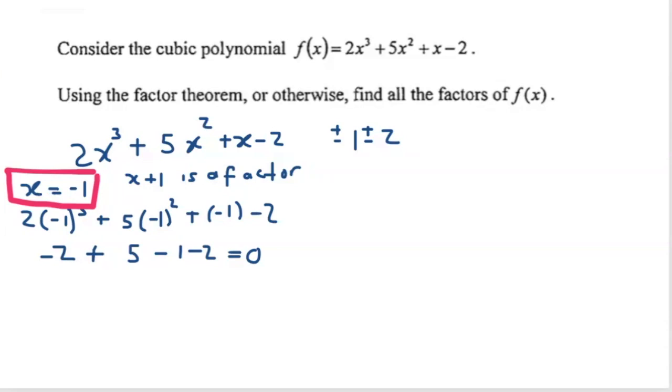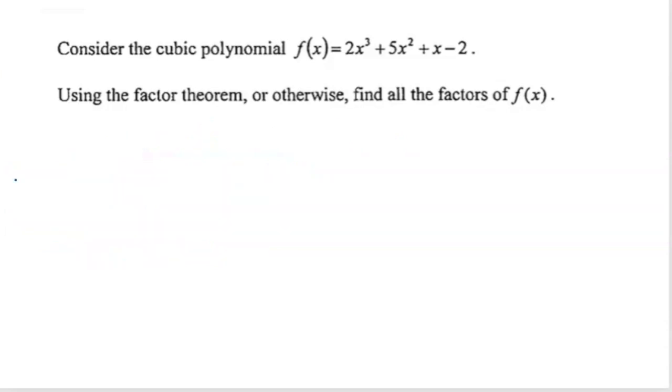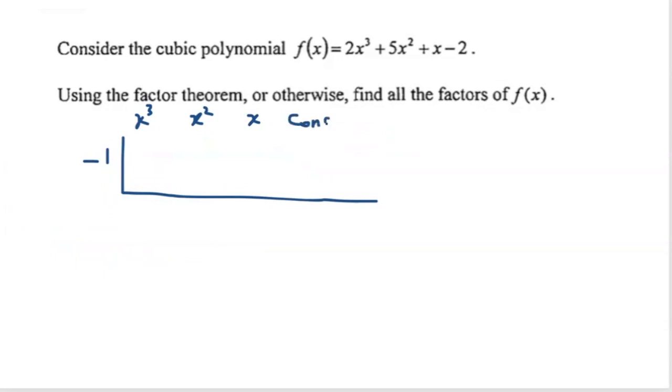Now I am going to use x equals negative 1 to divide the polynomial. So I put the minus 1 on the outside. Remember the order is x cubed, x squared, x, and a constant. So we're going to take the coefficients. The coefficient of x cubed is 2, the coefficient of x squared is 5, the coefficient of x is 1, and my constant is minus 2.